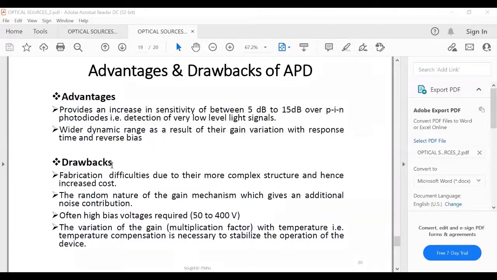Now there are certain drawbacks, like fabrication difficulties due to their more complex structure, and if the structure is more complex, the cost will obviously increase according to the design and fabrication method. The random nature of the gain mechanism also gives an additional noise contribution. Often a high bias voltage is required, and the variation of the gain or multiplication factor with temperature makes temperature compensation necessary to stabilize the operation of the device. So these are certain drawbacks of the avalanche photodiode compared to the pin photodiode.